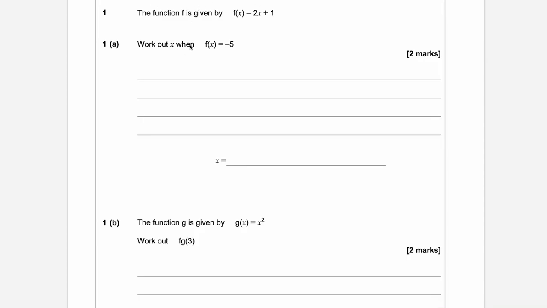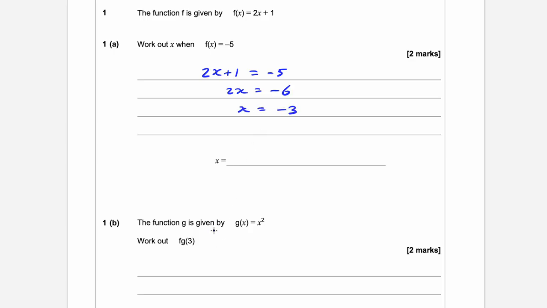Function f is given by this. Work out x when f of x equals this. Okay, easy guys. We just equate them. So 2x plus 1 equals minus 5. Then subtract 1. 2x is minus 6. Divide by 2. X is negative 3.